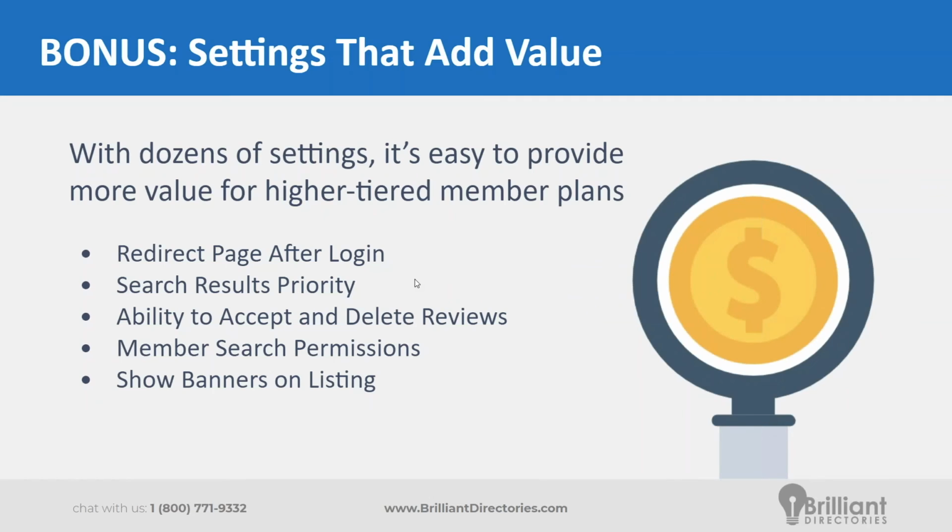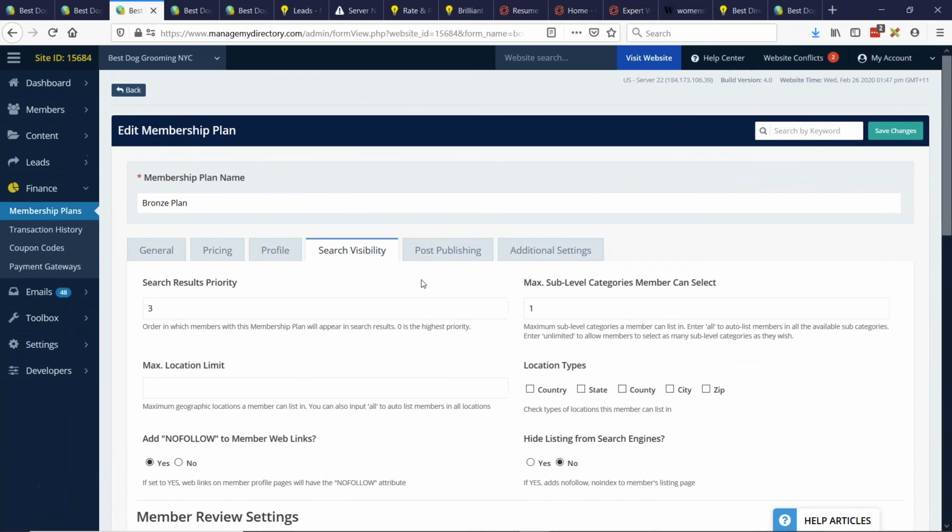And lastly is choosing whether to show banner ads on listings or not. So you might be using banner ads around your site. You might be promoting internal pages on your site with the banner ads. They could just be Google AdSense. But something to offer your higher tiered plans is that they'll have an ad-free profile page, whereas for your lower tiered members, you might display Google ads and things like that on their page, which could really distract and take away from their profile. So let me show you where that is.